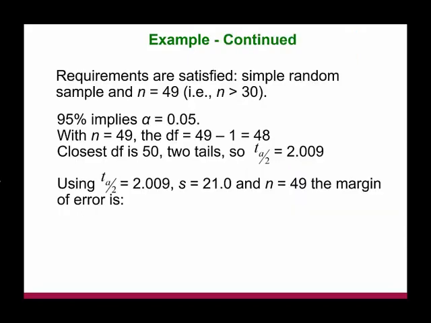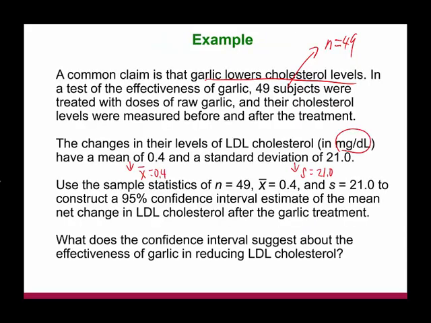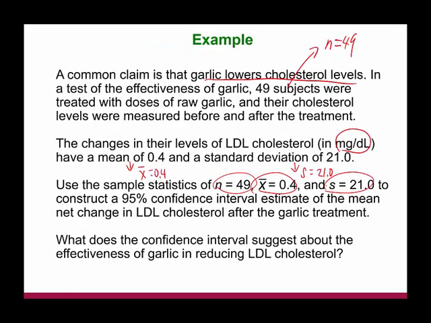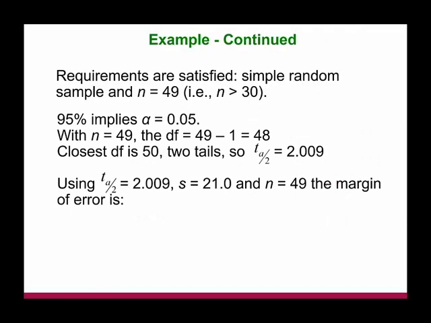Now use the sample statistics, n equal 49, sample mean 0.4, standard deviation 21, to construct a 95% confidence interval estimate of the mean net change in LDL cholesterol after the garlic treatment. What does the confidence interval suggest about the effectiveness of garlic in reducing LDL cholesterol? So the requirements are certified: simple random sample. Although it doesn't say that the population is normally distributed, the sample size 49 is bigger than 30. So the requirements are satisfied.